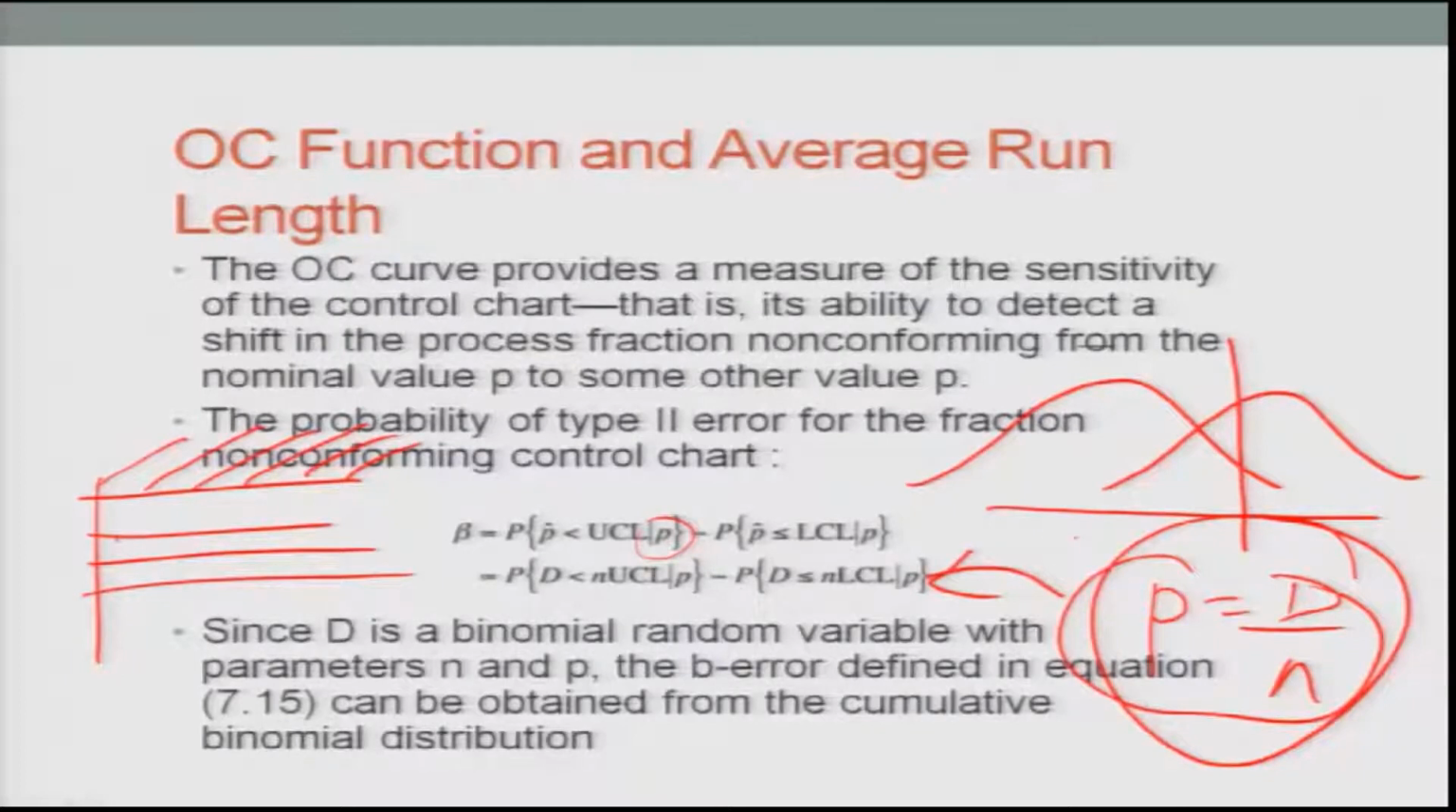Since D is a binomial random variable with parameters N and P, the beta error defined in the equation above, which is 7.12 here, can be obtained from the cumulative binomial distribution and the calculations made accordingly.